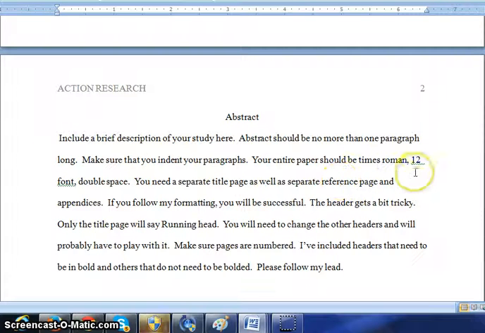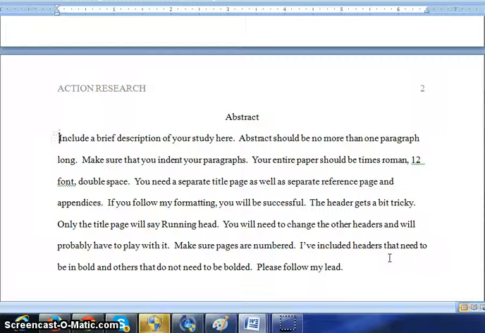Your entire paper should be Times Roman 12 font, double space. You'll need a separate title page as well as a separate reference page and appendices at the end, and we'll go over that in a minute. It says if you follow my formatting, you'll be successful. The header gets a little bit tricky. The title page will be the only one that says running head, and you'll need to change the other headers.